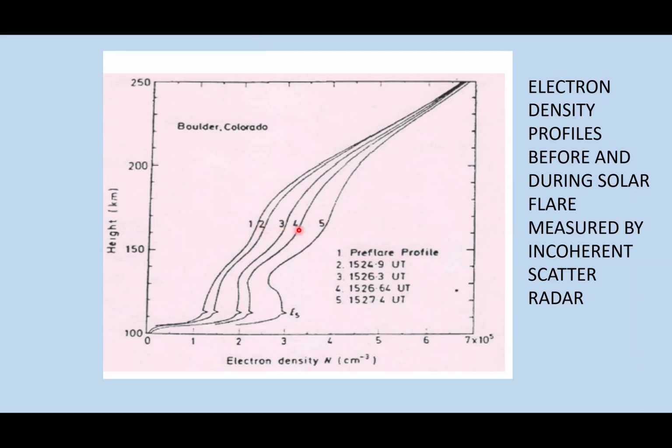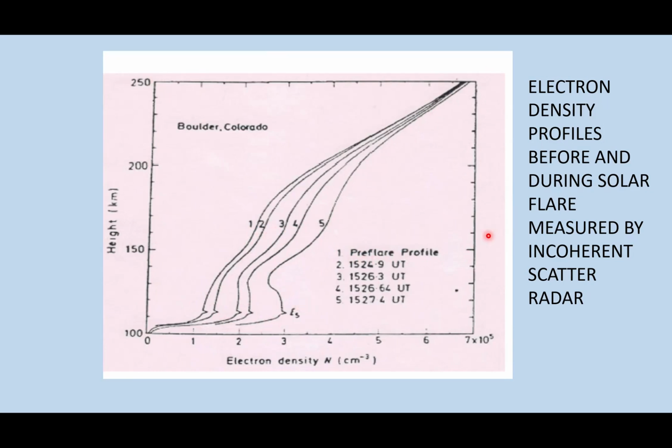So the electron density profile from about 100 to 250 kilometers is shown here. One is the pre-flare profile, then 2, 3, 4, etc. profiles, where you see a consistent increase in the electron density because of the excess ionization coming from the sun.